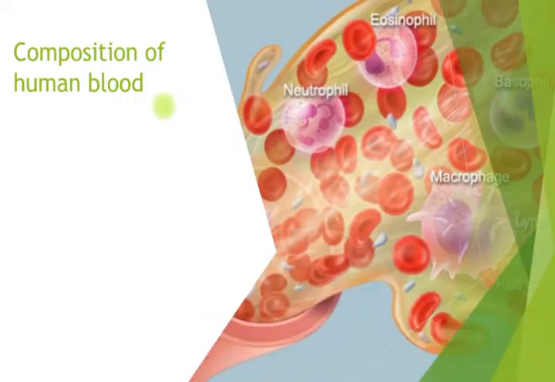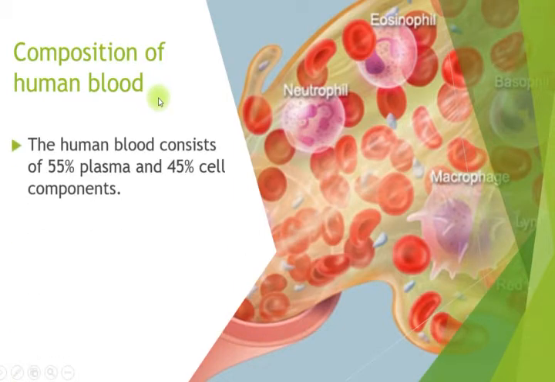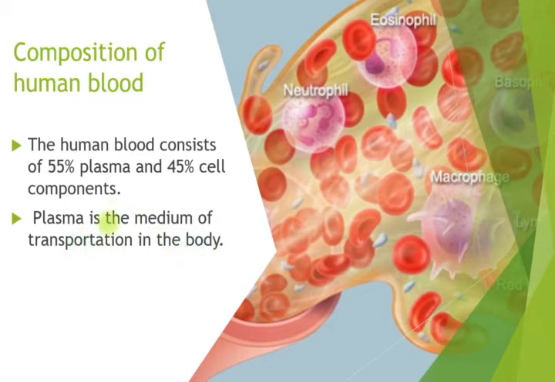Okay, now we go to the composition of the human blood. The human blood consists of 55% plasma and 45% cell components. So you have to remember 55% is plasma, 45% is cells. So what is plasma? Plasma is a medium. It is a colorless liquid. It's a medium of transportation in the body.